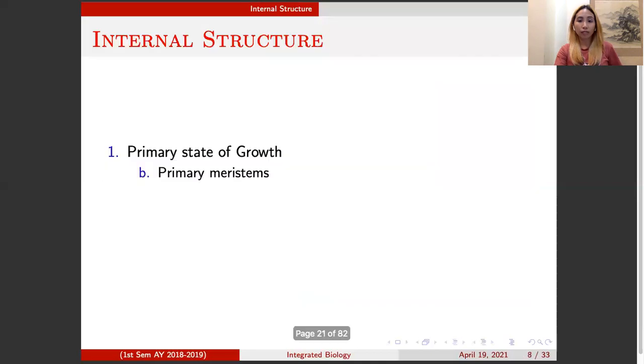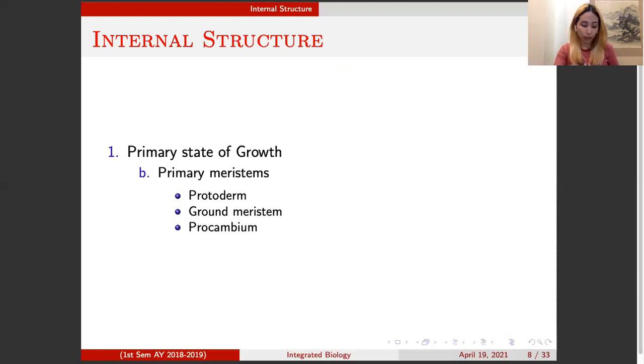Now, just right below the shoot apical meristem, a little farther down, you will find the primary meristems. The primary meristems, as far as I know, should have been discussed sa discussion ng tissues, so you should be very much aware of this. Now, we're just discussing where you can find the primary meristem in the stem because it is imperative that we know. So the primary meristems, as you all know, would be the protoderm, the ground meristem, and the procambium.